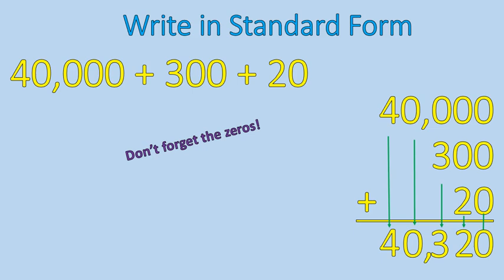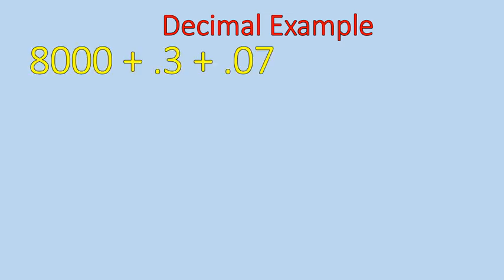The only difference here that we might get is when we're working with decimals. Decimals do tend to throw things off, but I'm going to show you that they work exactly the same way as any other normal number. Let's look at this. 8,000 plus 0.3, which is 3/10, plus 0.07, which is 7/100.